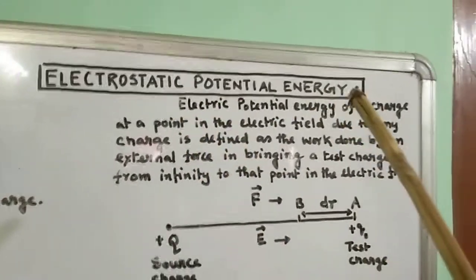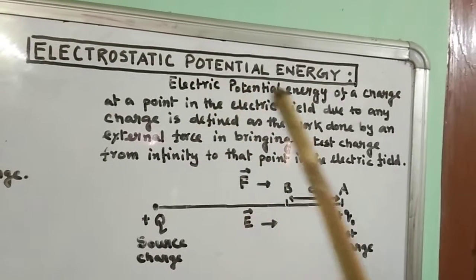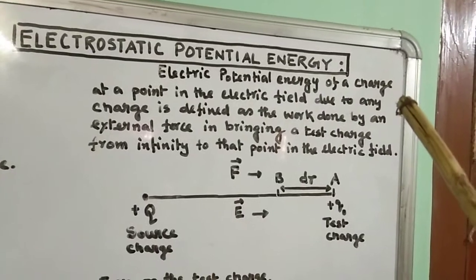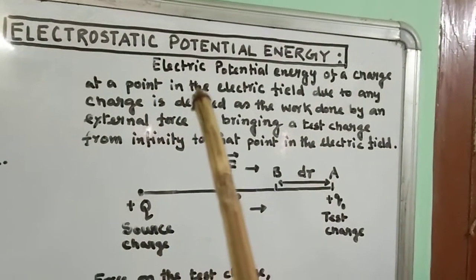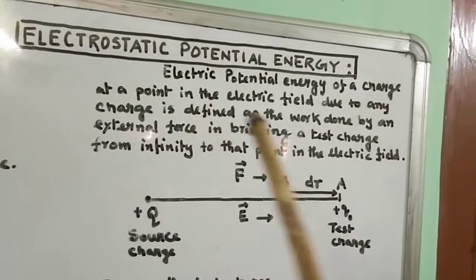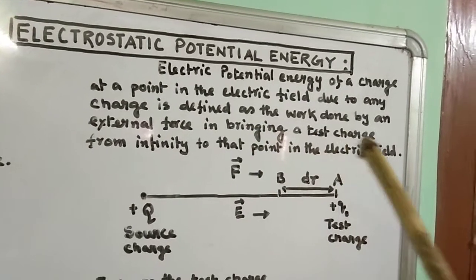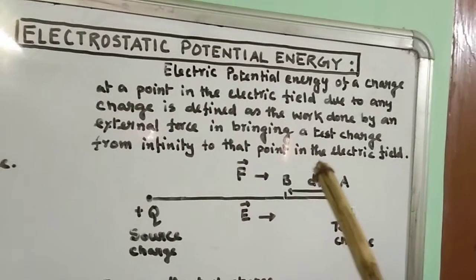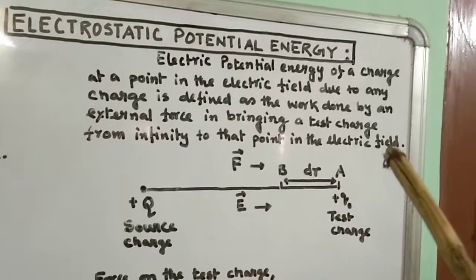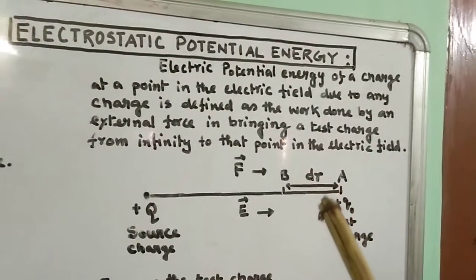electrostatic potential energy. Now here you see what it says: electrostatic or electric potential energy of a charge at a point in the electric field due to any charge is defined as the work done by an external force in bringing a test charge from infinity to that point in the electric field. Now here you see, practically infinity you can't define.